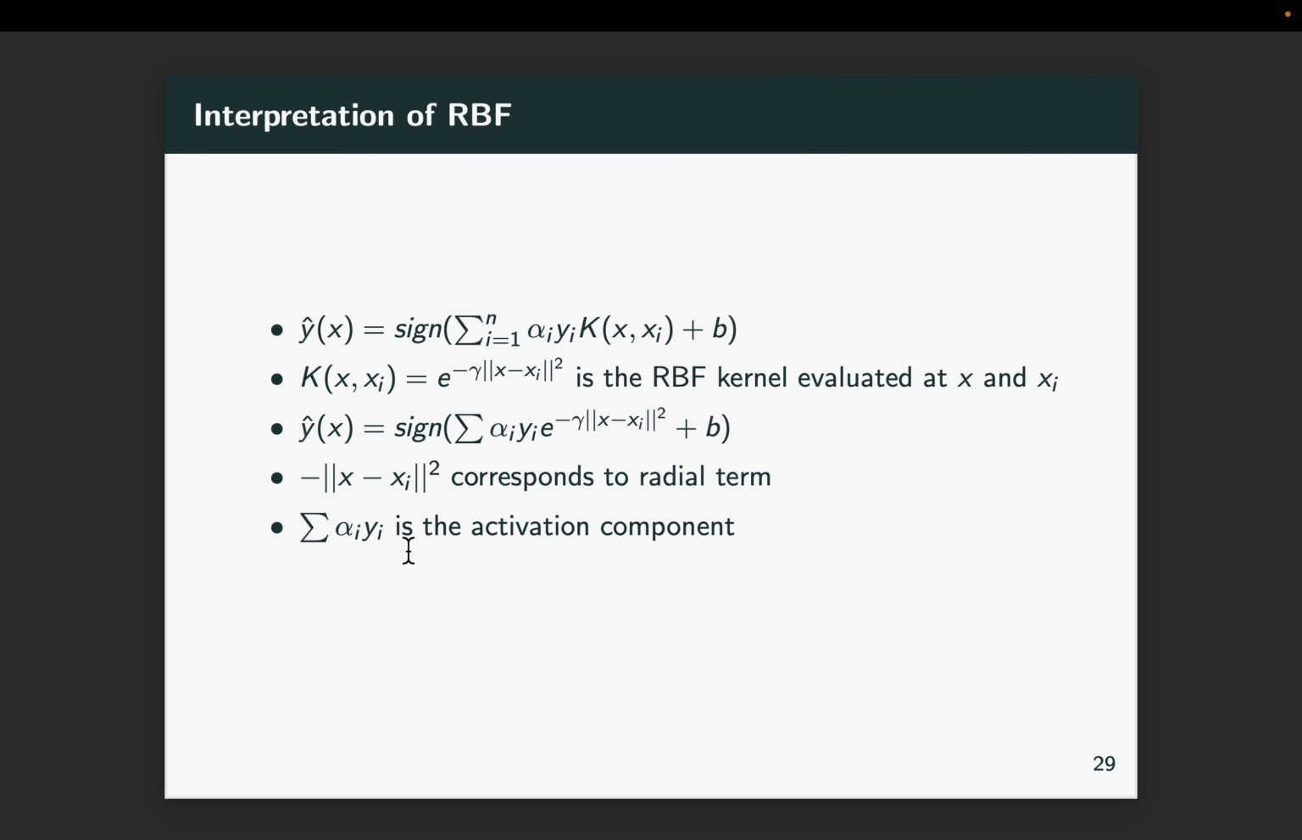So in this setup, we call summation alpha i yi the activation component, and e to the power minus the norm of x minus xi squared the basis component. You will always have activation and basis go together.